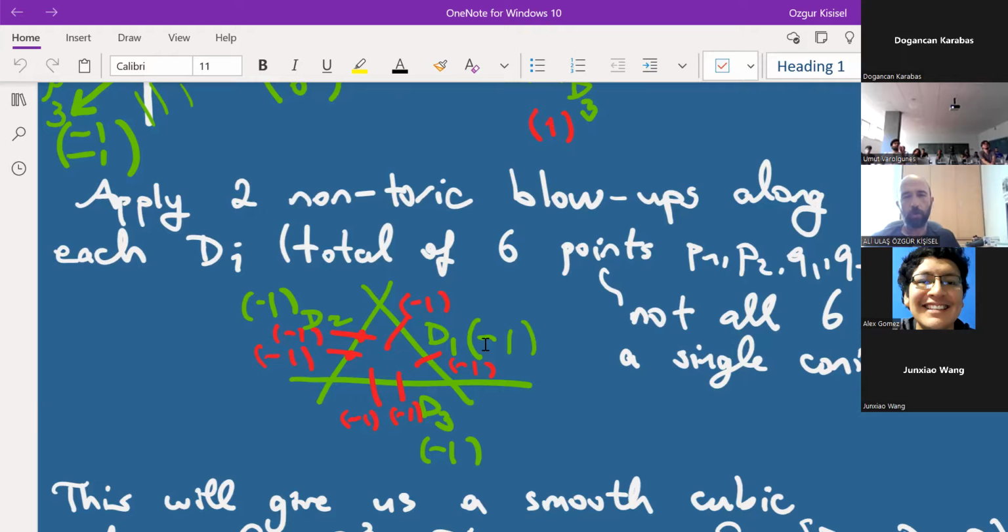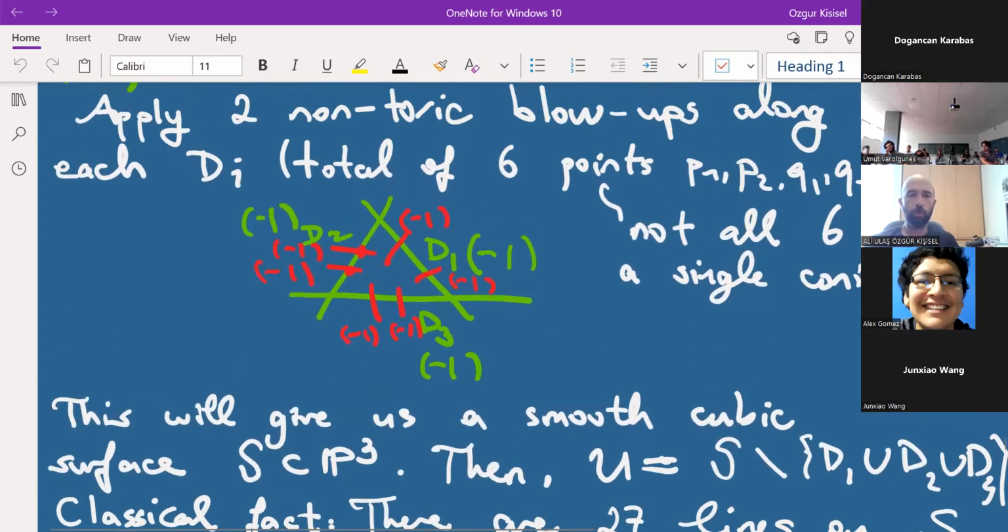Now, okay, so take such 6 points and blow those up. Well, the self-intersections of D1, D2, and D3 were +1 when you began. So after 2 blow-ups, they will be reduced to -1. And of course, the self-intersections of the exceptional divisors will also be -1. Now, this will give a smooth cubic surface in P3. This is very classical, and there are many ways to prove that by equations or otherwise. Okay, then this log Calabi-Yau interior here is this cubic surface S minus this triangle of lines D1 union D2 union D3.